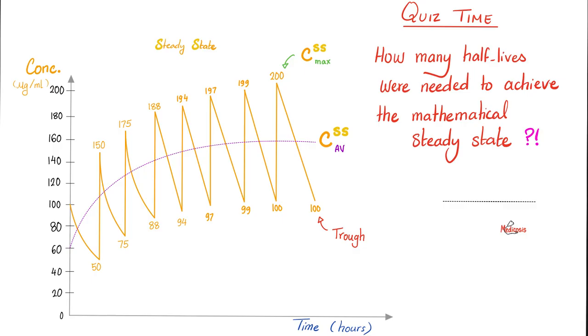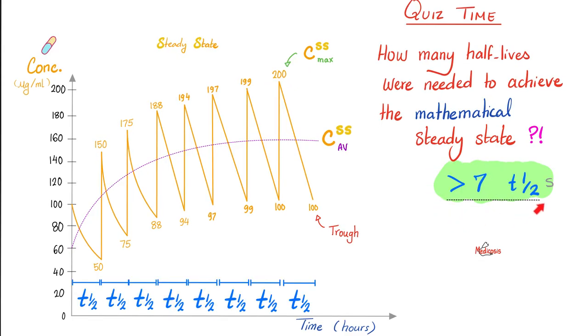Question: how many half-lives were needed to achieve the mathematical steady state? Now pause. What's the mathematical steady state? The utmost point, which is the 200. Let's count this. First dose is here. Second dose is here. Third dose is here. Fourth dose is here. Fifth dose is here. 6, 7, 8th dose took me to the zenith, took me to the top. So the answer is 8 or more than 7 half-lives because I administered the drug every half-life.